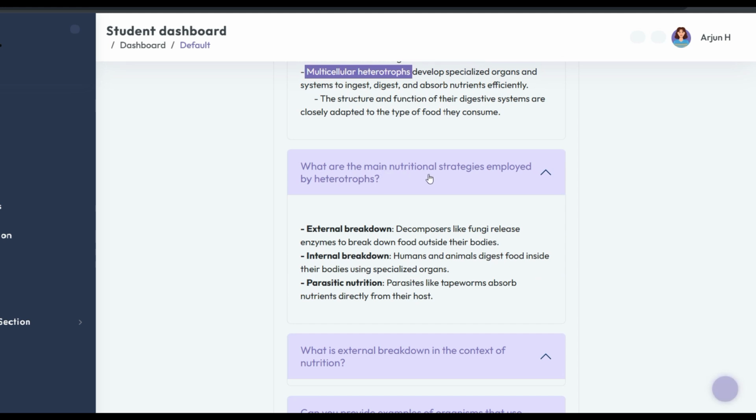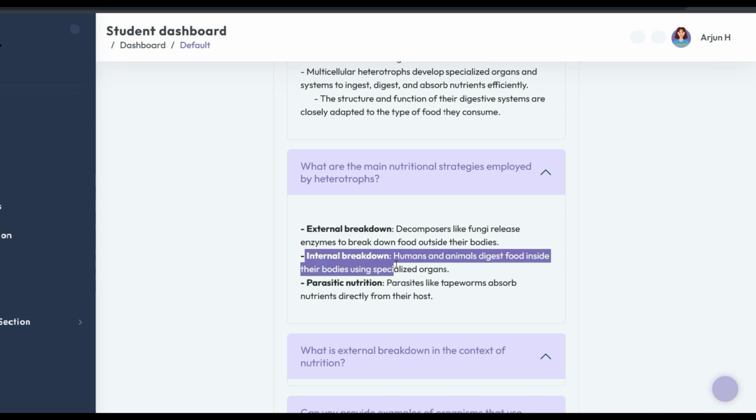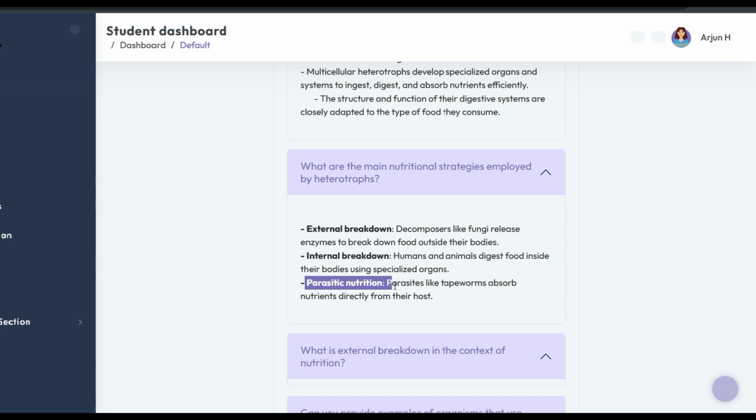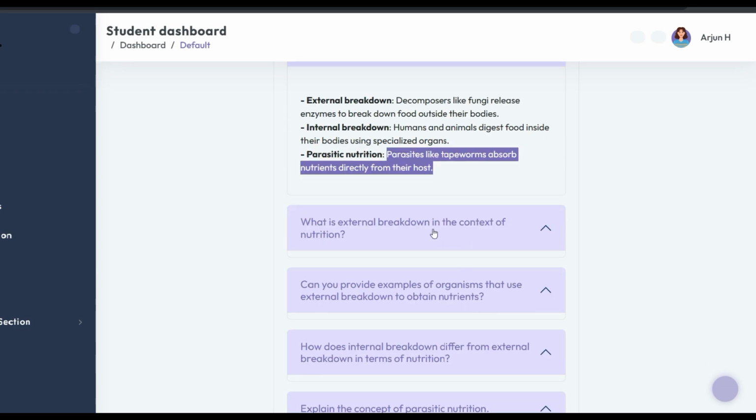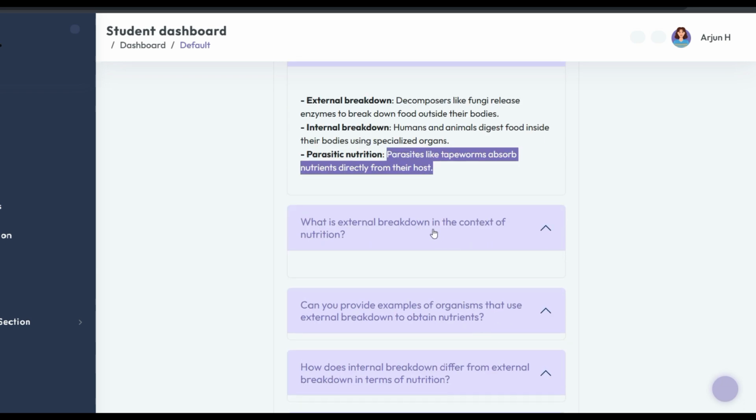So what are the main nutrition strategies? One is external breakdown. The breakdown can happen outside. For example, fungi release enzymes to break down food outside the body. So that happens, then they consume. While us, we consume it directly. We let the digestion happen within us. And parasites, after all of this process, come in the middle. Before our body absorbs, they absorb it. That is your parasites.